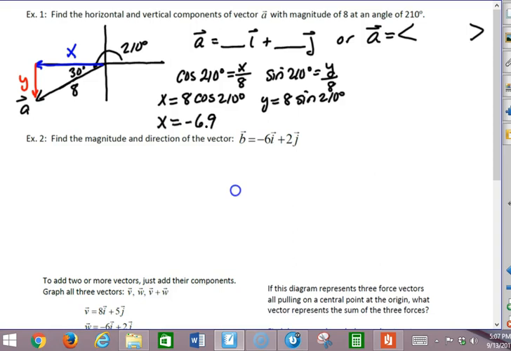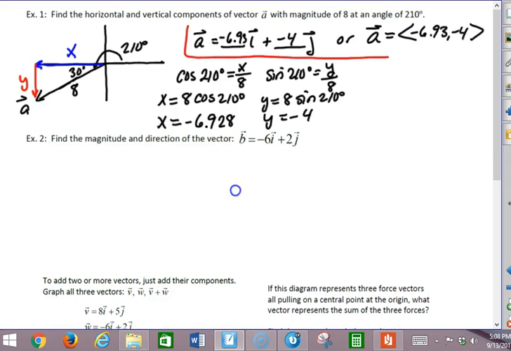If you are not careful, it's easy to make a careless mistake and put the wrong sign on the number. Okay, so y is equal to -4. So I would have -6.9i minus 4j, or -6.93, at least give another decimal point, -4. So that is what I'm looking for: to write the sum of the vector in terms of its components.